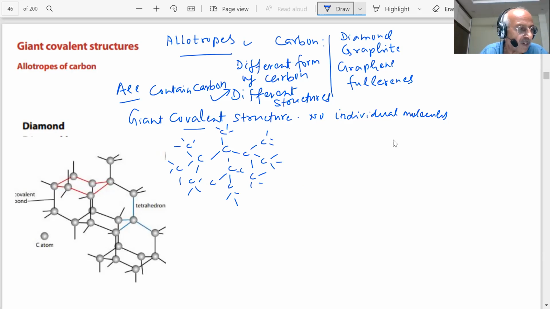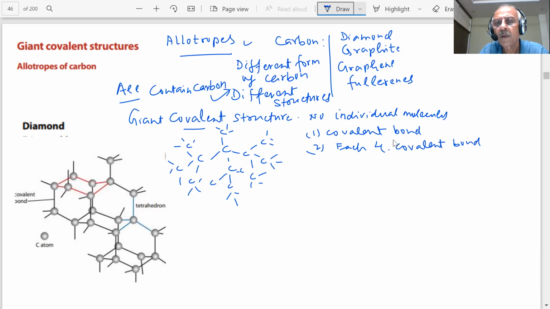Each carbon is joined to four others in a tetrahedral array. What type of bonds? Covalent bonds. Each carbon forms four covalent bonds, and this gives diamond a very high melting and boiling point.